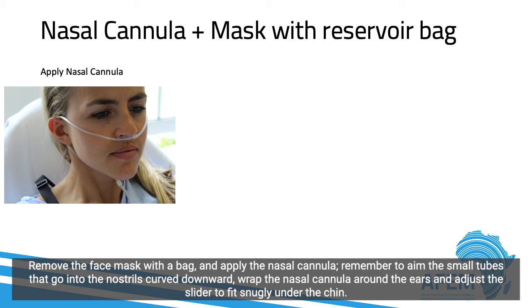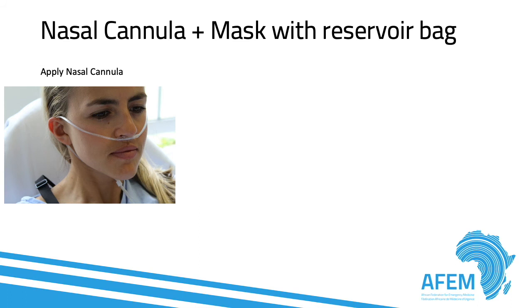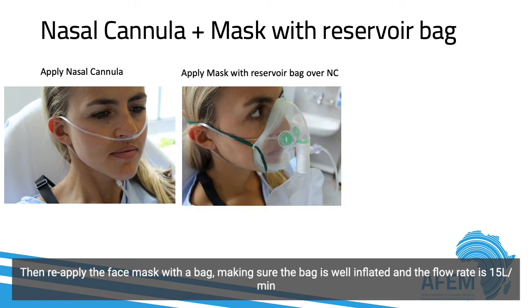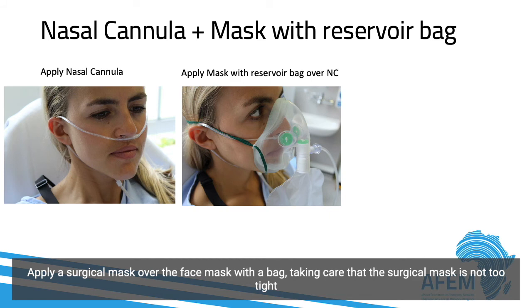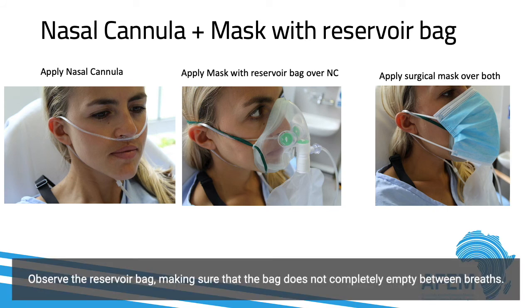Remember to aim the small tubes that go into the nostrils curved downward. Wrap the nasal cannula around the ears and adjust the slider to fit snugly under the chin. Make sure that the patient's nostrils do not turn white or pale, indicating you need to use a smaller nasal cannula. Then reapply the face mask with a bag, making sure the bag is well inflated and the flow rate is 15 liters per minute. Apply a surgical mask over the face mask with a bag, taking care that the surgical mask is not too tight. Observe the reservoir bag, making sure that the bag does not completely empty between breaths.